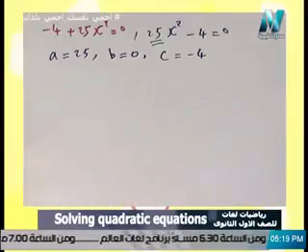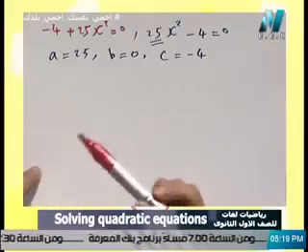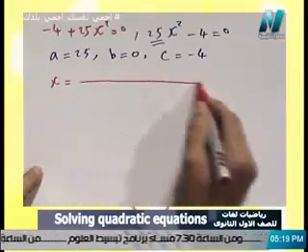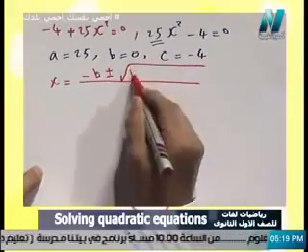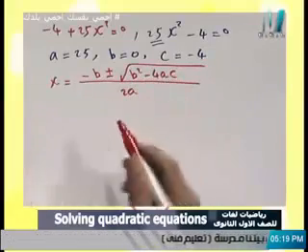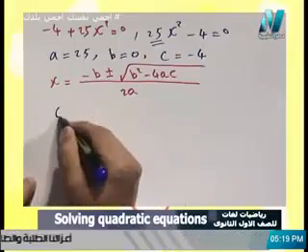And we know that the general formula is x equals negative b plus or minus the square root of b^2 minus 4ac, over 2a. And we will substitute.